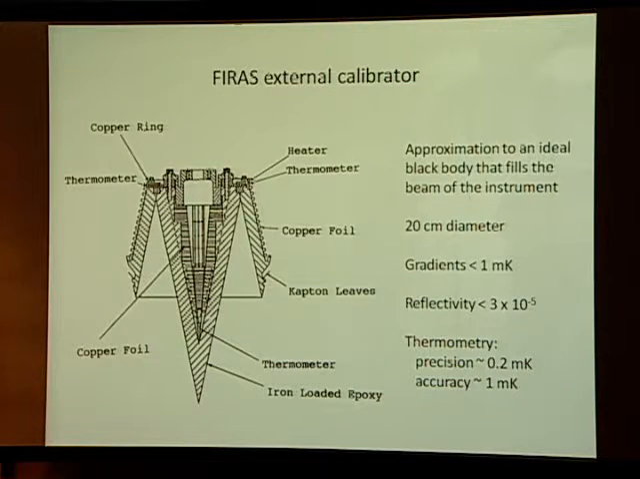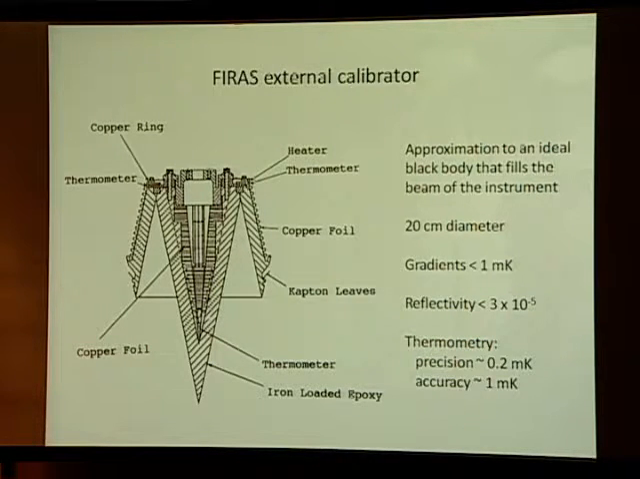The calibrator from FIRAS was really wonderful, actually. It's a great black body. This is a schematic diagram. It looks like sort of a cone with a V here, and that's so that any radiation being emitted from the instrument gets many bounces before it's reflected back. That helps make the black body as black as possible.